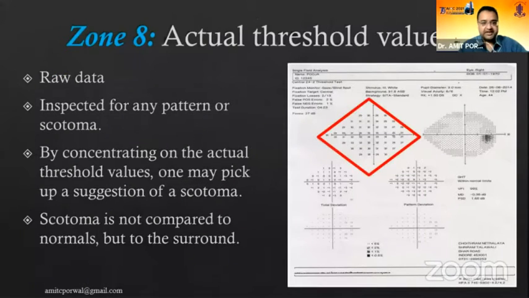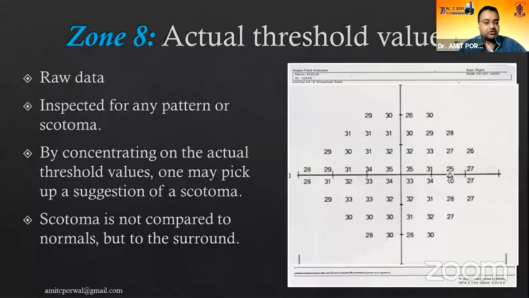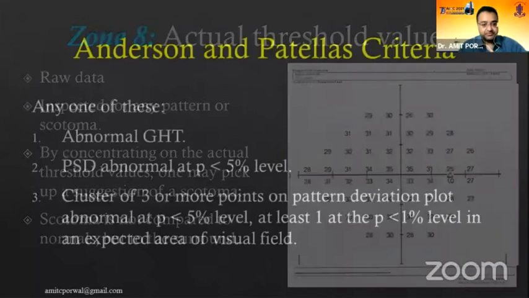Coming to zone 8, the actual threshold values are shown in this. It is raw data. It is inspected for any pattern or scotoma. So by concentrating on the actual threshold values, one may pick up a suggestion of a scotoma. Scotoma is not compared to the normals, but it is compared to the surrounding area. So this graph doesn't compare to the normal.